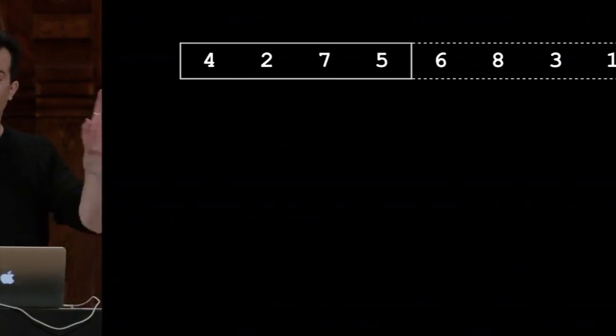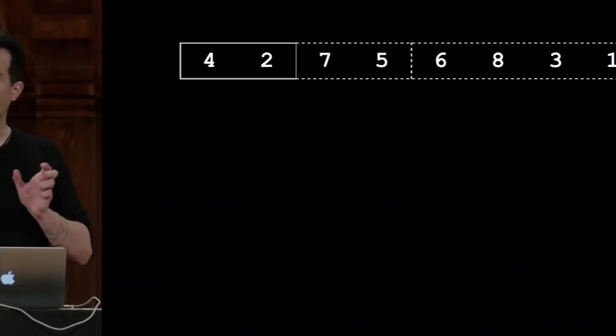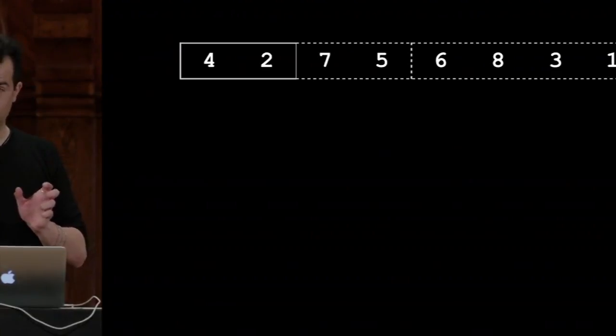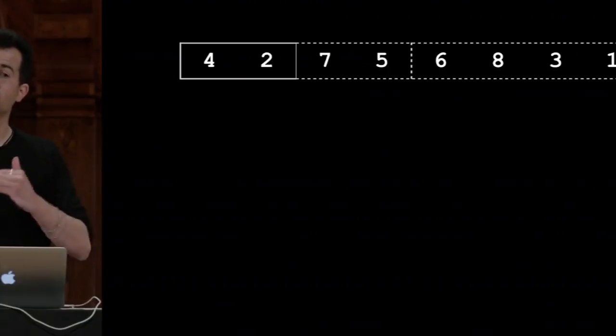So let me do that. I'm going to draw a box around only the elements we're thinking about at the moment. So let me look at the left half. OK, now I need to sort this list. How do I sort a list of size 2? It's actually 2. It's not less than 2, so I have to do some work. So how do you sort a list of size 2?